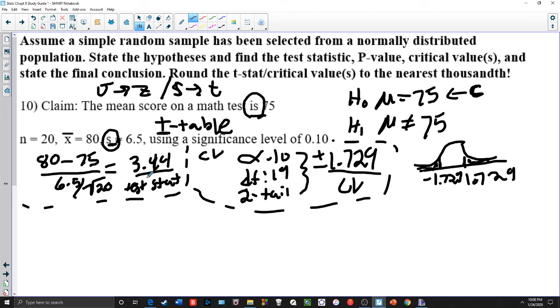So I'm going to take my test stat and figure out where it would go in this little area here. Well, 3.44 is a lot bigger than 1.7, so it's probably going to go to the right. So 3.44 is going to be somewhere in there. And the rule of thumb is that if your test stat is in the shaded region, then you're going to reject the null hypothesis.